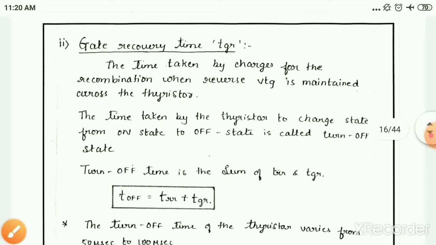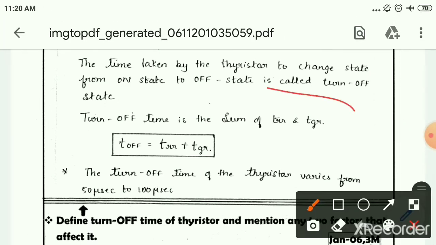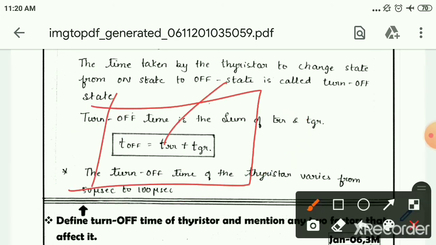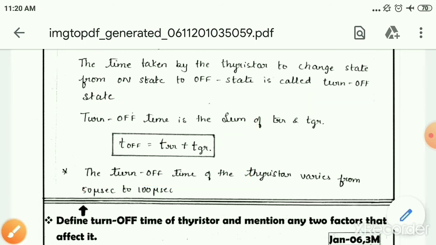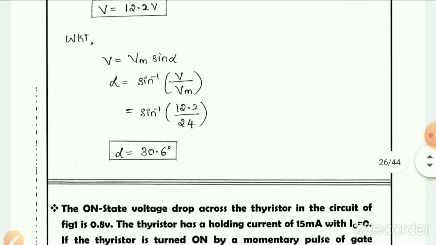You can also define it in other words: the time taken by the thyristor to change its state from on state to off state is called the turn-off time. The turn-off time of SCR is the sum of the reverse recovery time and the gate recovery time. The turn-off time of a thyristor varies from around 50 microseconds to 100 microseconds, a very small value. So this is about the turn-on and turn-off characteristics of your SCR.